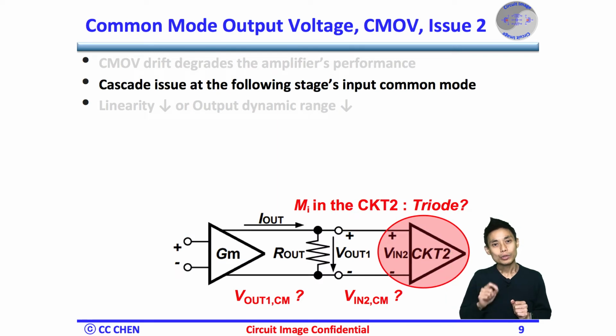Second, we may need to cascade this amplifier stage to a following circuitry or amplifier stage. Even though the output common mode drift will not degrade the performance of this amplifier, it may push the following stage circuitry into the triode region and degrade the whole system's performance.